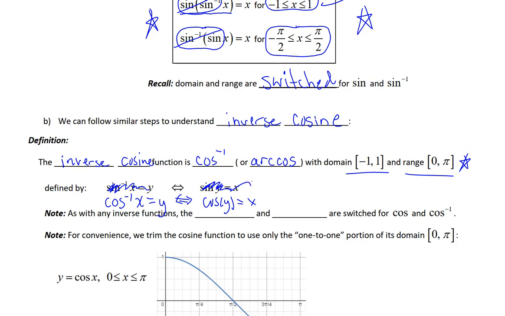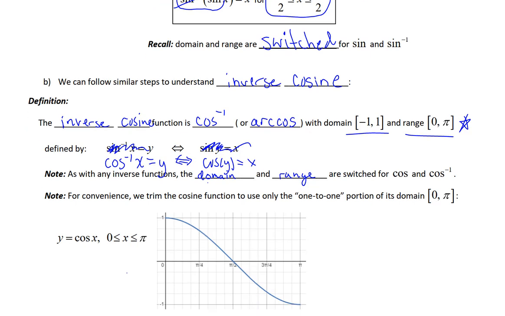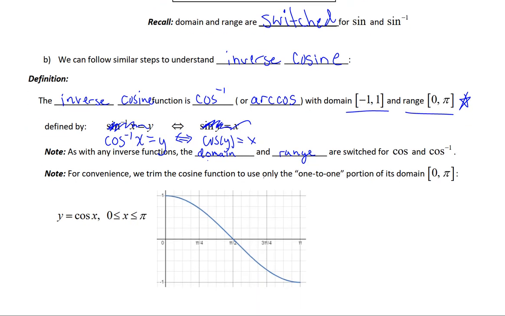Note, as with any inverse functions, the domain and range are switched. So this is true also for cosine. The domain and range are switched for cosine and cosine inverse. And then note, here's the convenience part, right? So for convenience, we trim the cosine function to use only the 1-to-1 portion of its domain, defined as 0 to pi. So this is different than it was for sine, but here's why this makes sense for cosine.